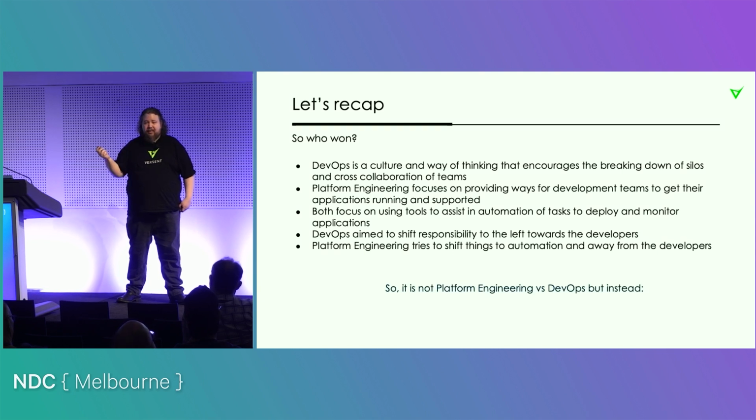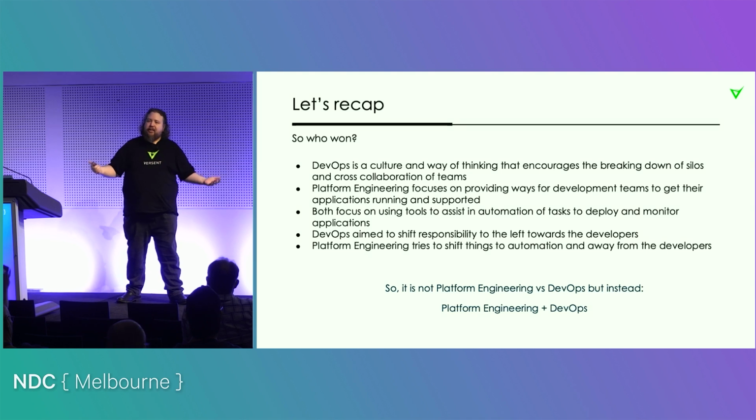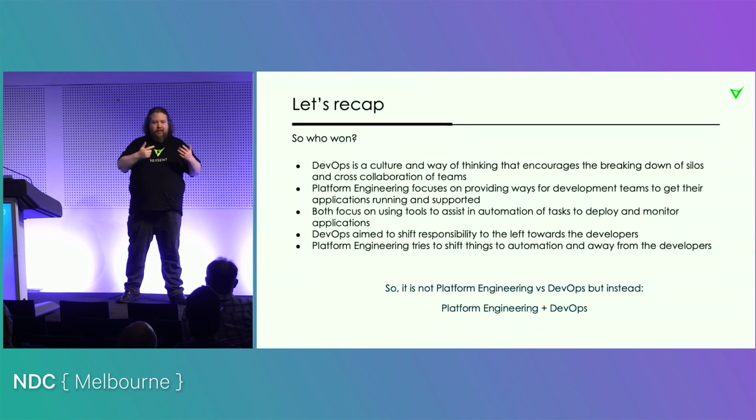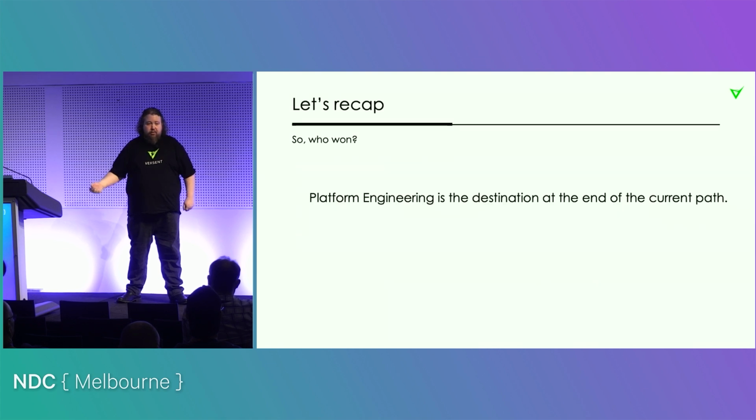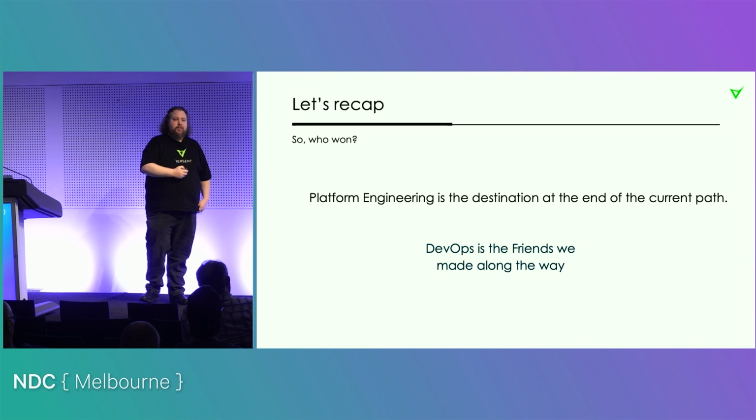So really, at the end of the day, it's not platform engineering versus DevOps, but instead, it's platform engineering and DevOps. These are not things that are incompatible. DevOps is where we started, we thought about it, and now we're evolving into, okay, platform engineering is the way we're going to deliver DevOps. So the biggest takeaway I'd like you to take from this is that, for me, platform engineering is the destination at the end of the current path, and DevOps is the friends we made along the way.